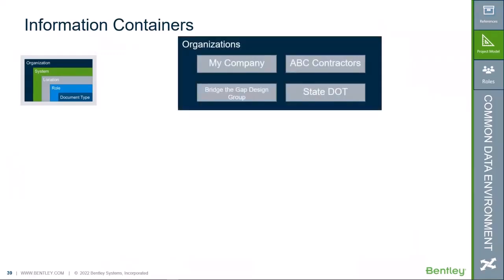So in this project, we had four organizations. We had My Company, ABC Contractors, Bridge the Gap Design Group, and State DOT. They're fictional organizations, but My Company did most of the work for design. ABC Contractors was Dan Sheldon. He did the construction. And Bridge the Gap Design Group were the structural engineers. And then I suspect that Ian and Dan were the State DOT that were reviewing the project.